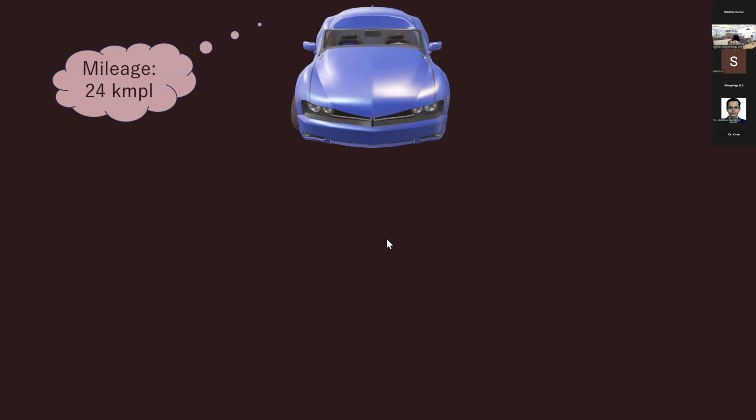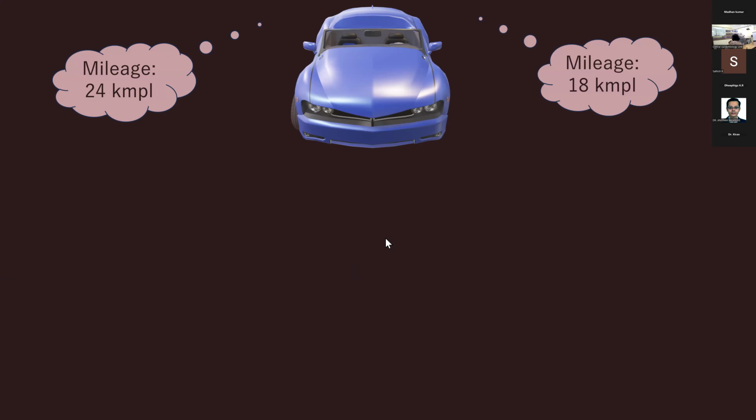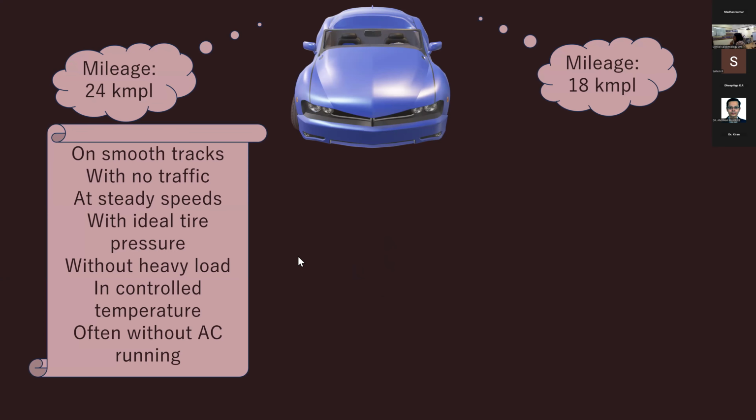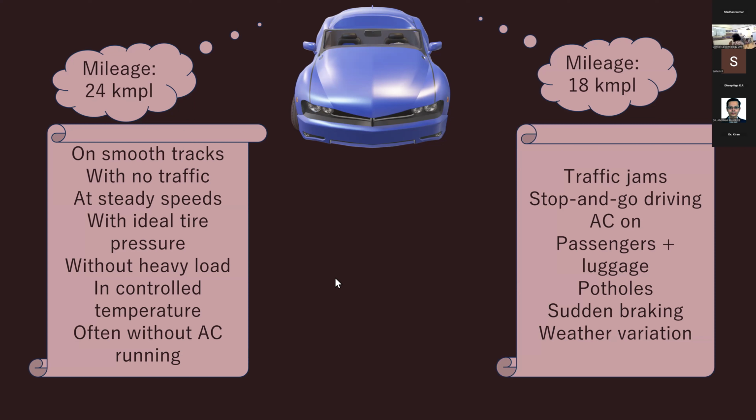The next week you go on a long drive, and then you realize what you get is somewhere around 18 kilometers per liter. Did the manufacturer actually give you fake values? The 24 kilometers per liter was measured when the car goes on smooth tracks with no traffic, steady speed, ideal tire pressure, a very controlled load, no AC. On a long drive, there are traffic jams, stop and go driving, the AC is on, there are passengers, sudden braking, and weather variation.